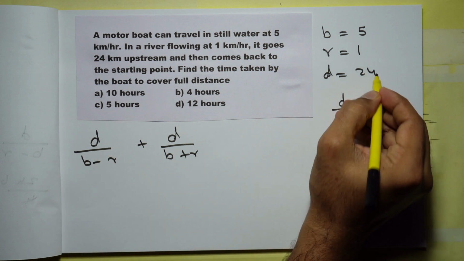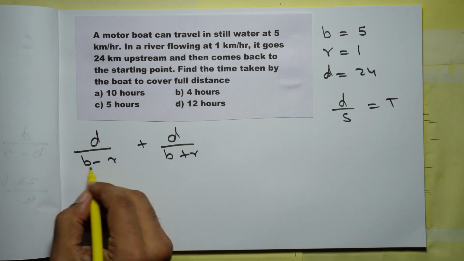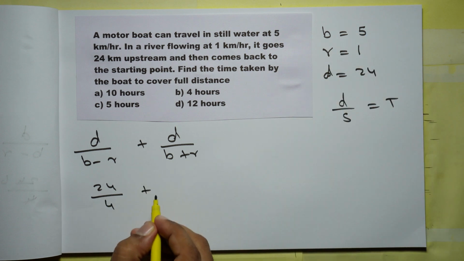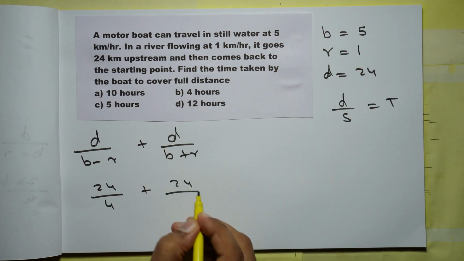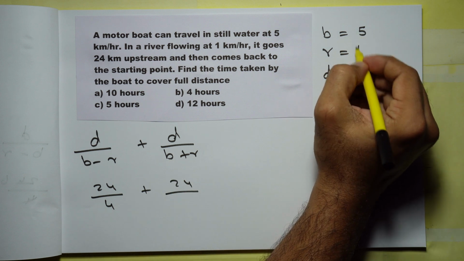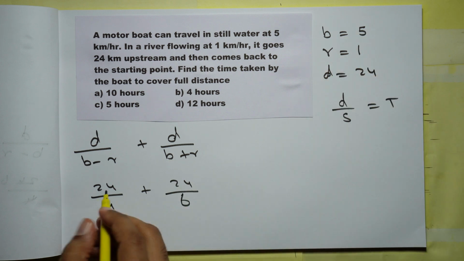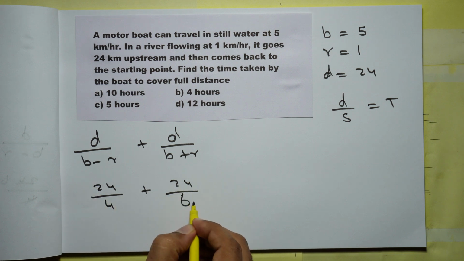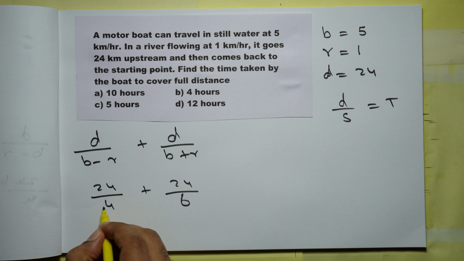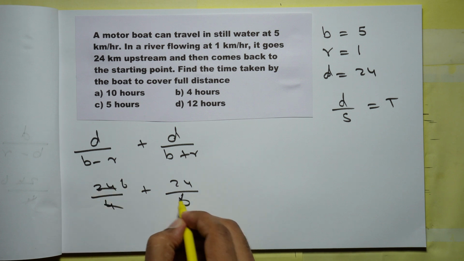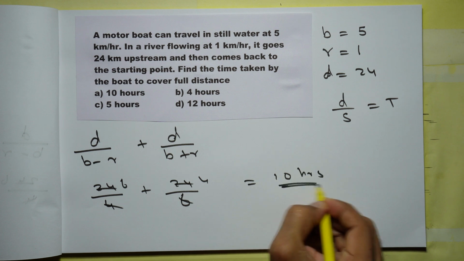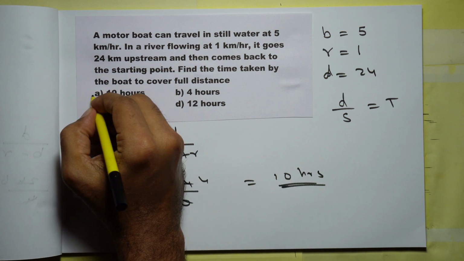Here d is equal to 24. b minus r, that is 5 minus 1, that is 4, plus d is 24 by b plus r, 5 plus 1, 6. So this is the time required for upstreaming and this is the time required for downstreaming. So total time we'll find out. Here 4 divides 6 times, 6 divides 4 times. So 6 plus 4 is 10 hours. So total time is 10 hours, option A.